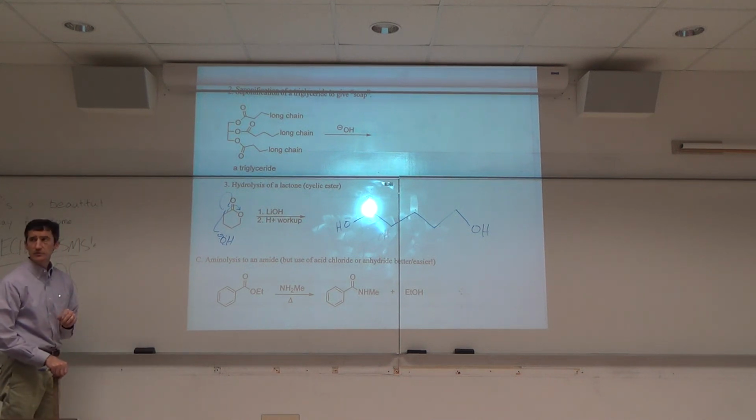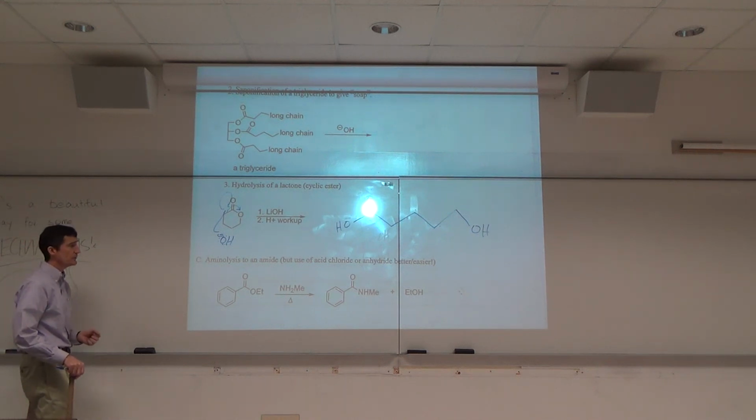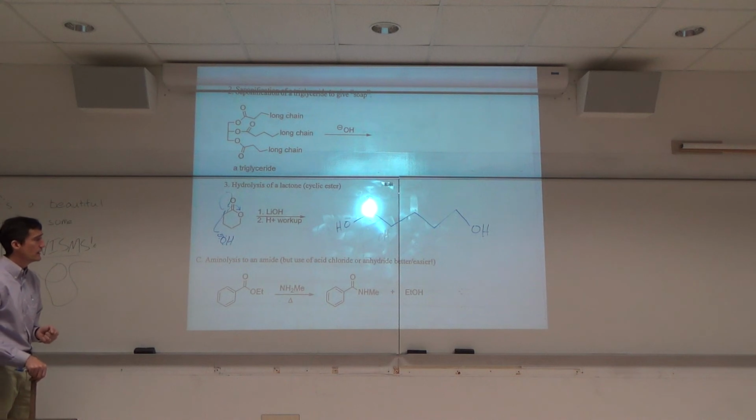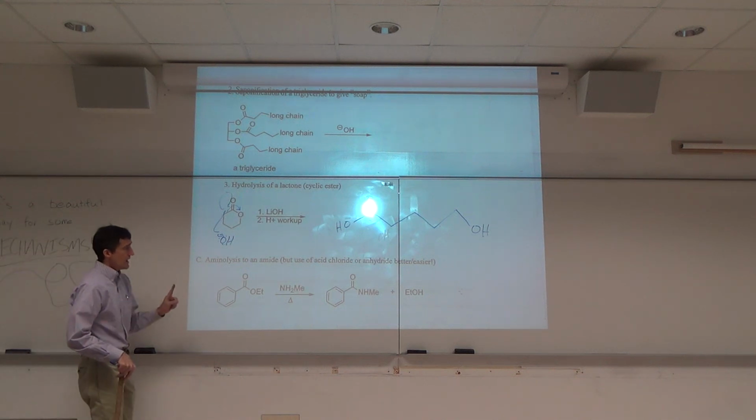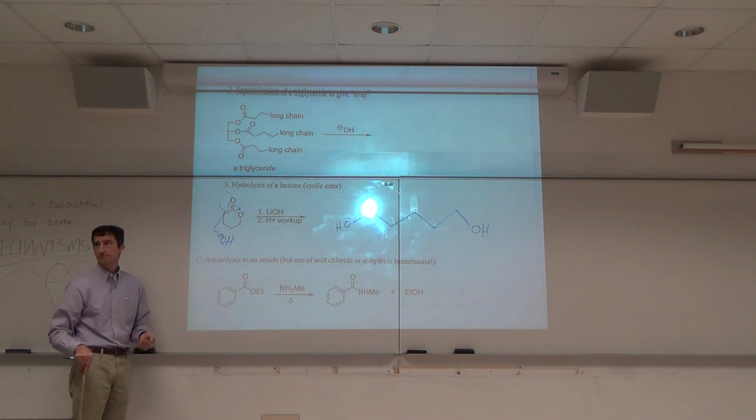You can do this mechanism on your own. It's the same old thing. Nucleophilic addition, you may do a proton transfer, etc., etc. If you want me to look at it, I can. But this is typically not the best way to make an amide.